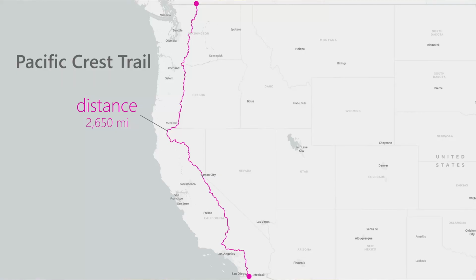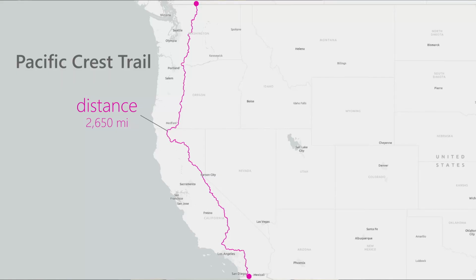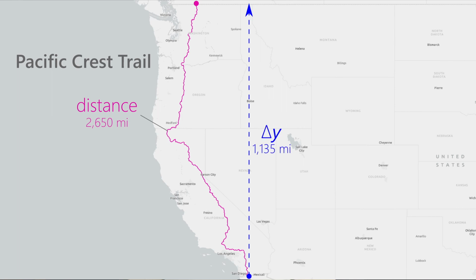To find the displacement, we only need to consider the coordinates of the starting and ending points of the trail. Or, put another way, we simply need to find the net distance traveled vertically and the net distance traveled horizontally. Using the difference in latitude from the starting and ending points, the net vertical distance traveled is 1,135 miles. Then, using the difference in longitude from the starting and ending points, the net horizontal distance traveled is 300 miles.